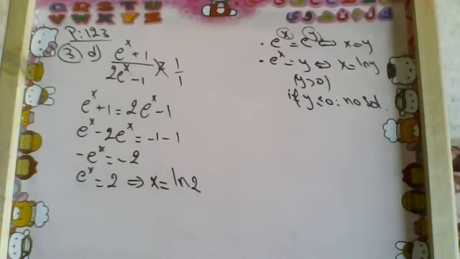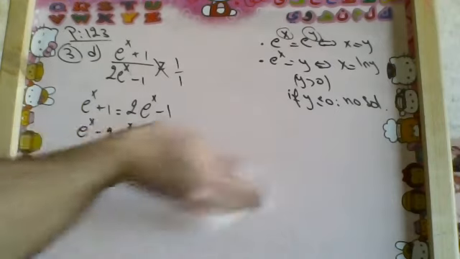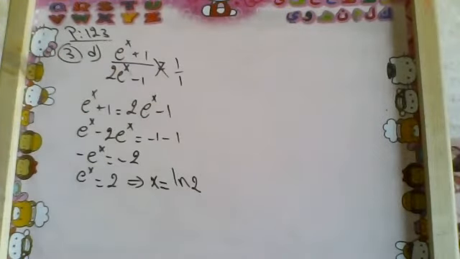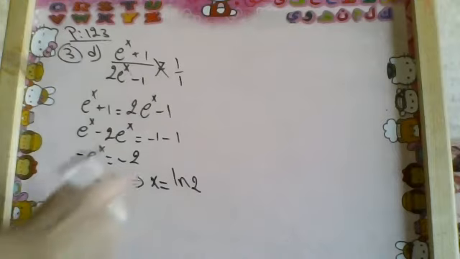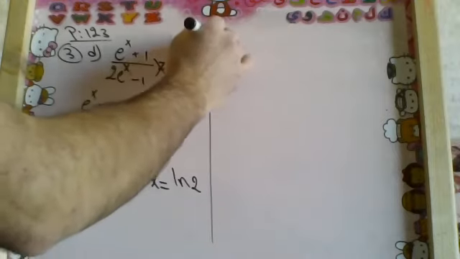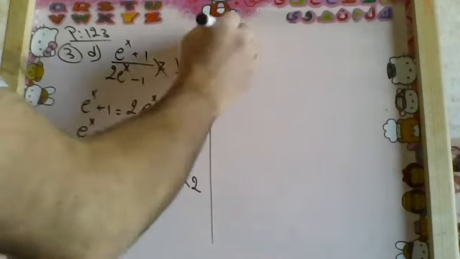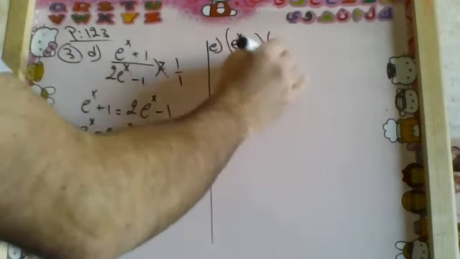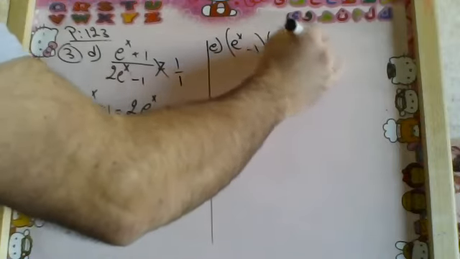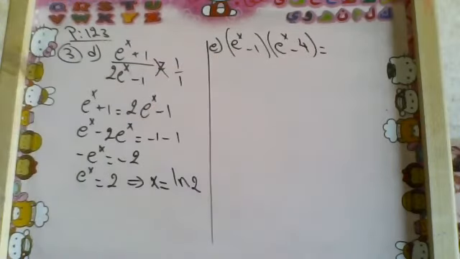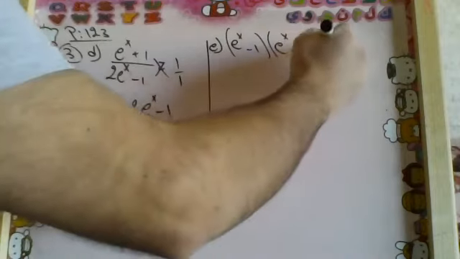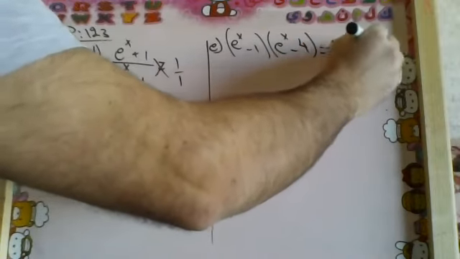Part E. You have (e power x minus 1) times (e power x minus 4) is equal to negative 3 e power x plus 7.